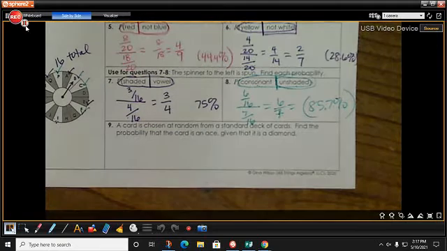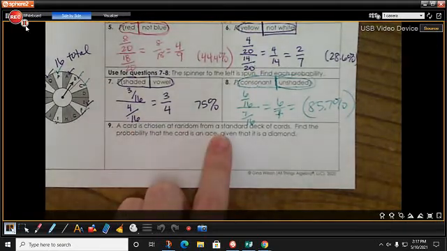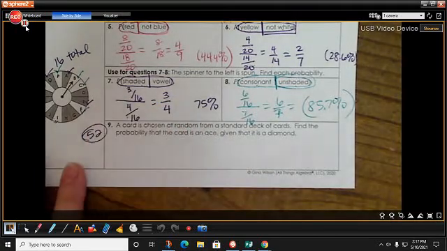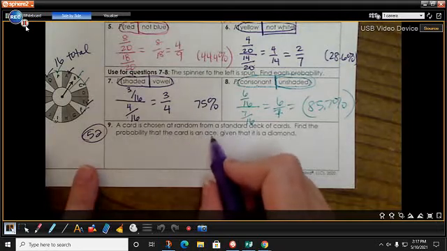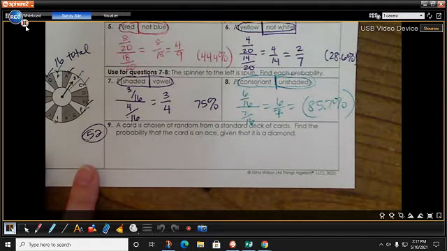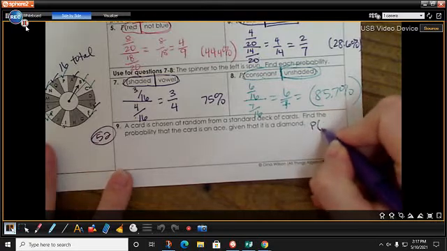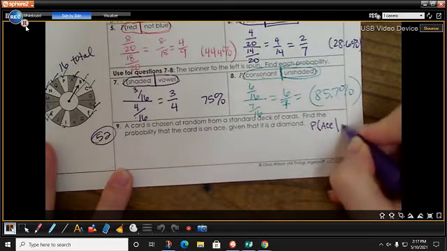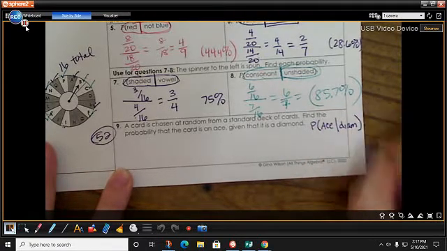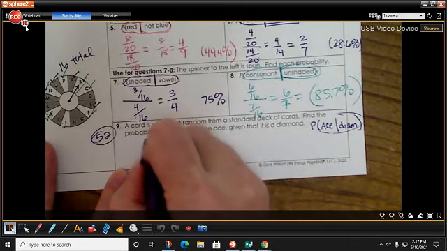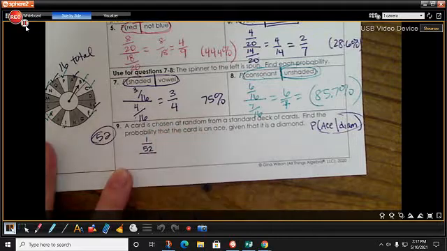Number 9, I'm going to choose a card at random from a standard deck of cards. Remember, a standard deck of cards has 52 cards in it. Find the probability that the card is an ace given that it is a diamond. So you think, okay, what's my probability of being an ace and a diamond at the same time? Well, there's only one ace of diamonds, so it's 1 out of 52.